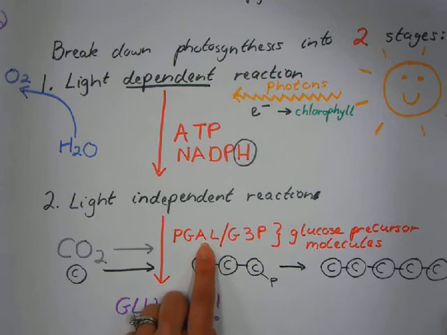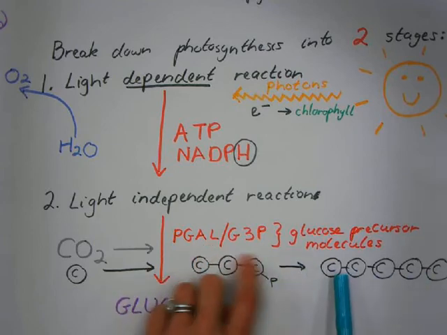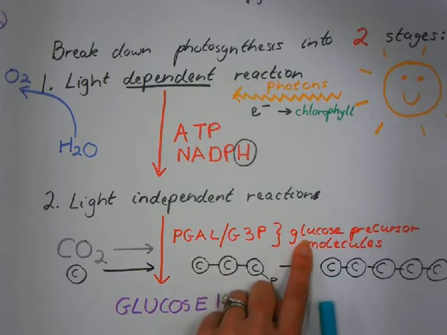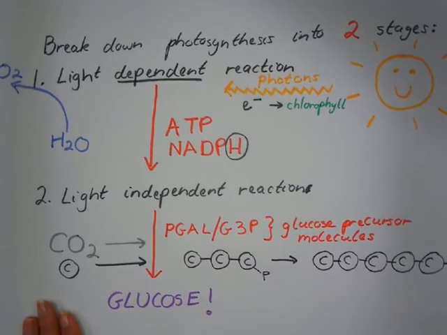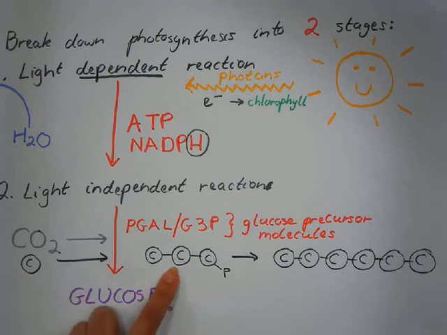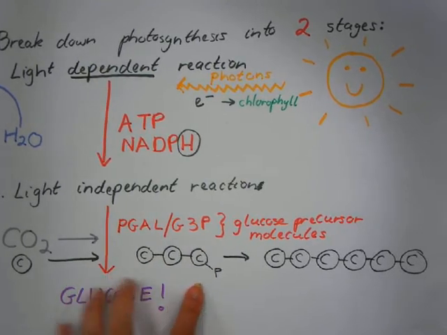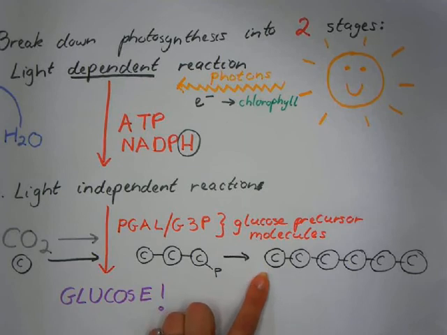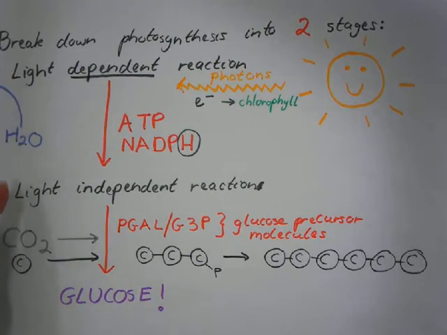And this pGal/G3P is actually the molecule that's used to make glucose. So if we look at the carbons in this, carbon dioxide has one carbon, right? It gets used to make pGal, which is a 3-carbon molecule with a little phosphate tail. Now this 3-carbon molecule is then used to make glucose, which is a 6-carbon molecule. Remember the C6H12O6. So these are the 2 stages of photosynthesis, which are ultimately used to make glucose.